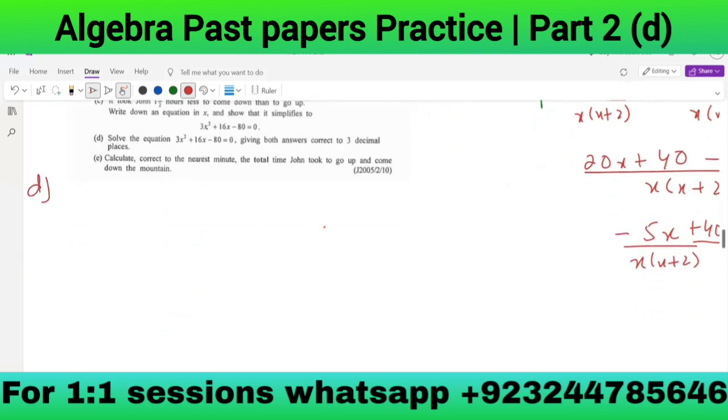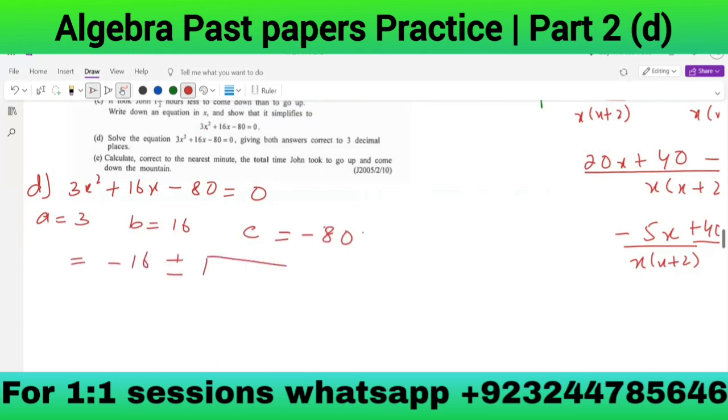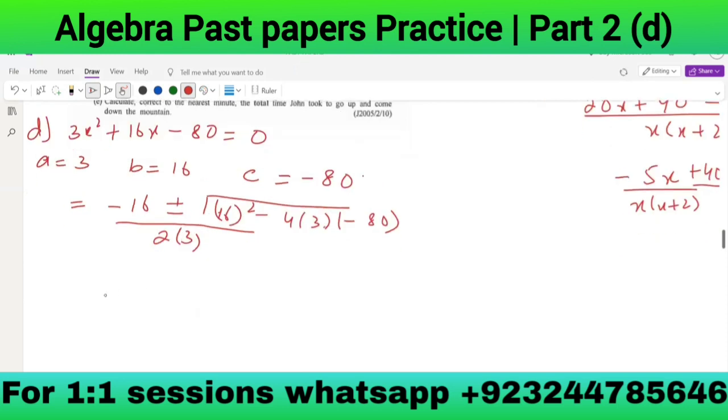Part D. Okay, 3x squared plus 16x minus 80, which is equal to 0. So let's solve it. A is equal to 3, B is equal to 16, C is equal to minus 80. So what you're going to do is minus B plus minus the square root of B squared minus 4AC, divided by 2A. Okay. So what you're going to get is minus 16 plus minus.